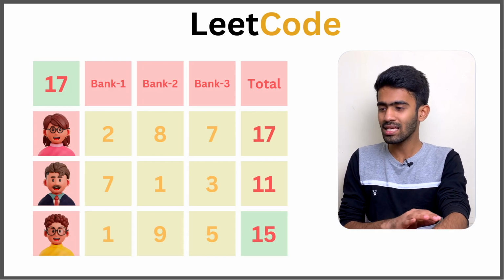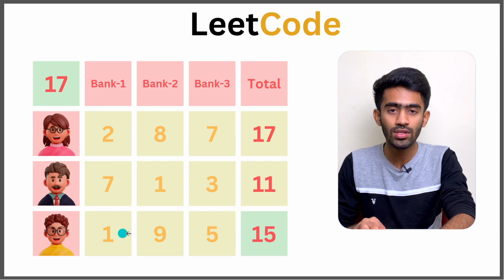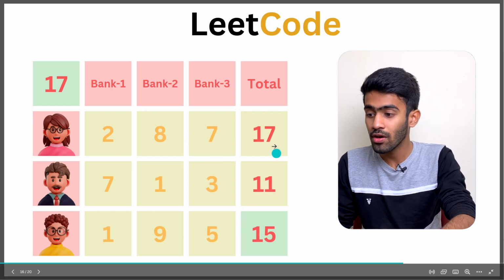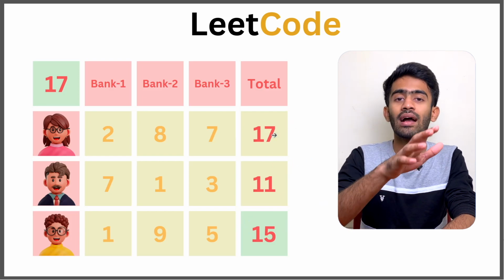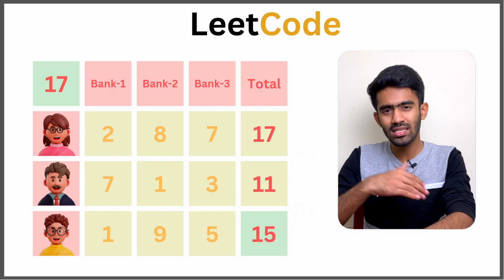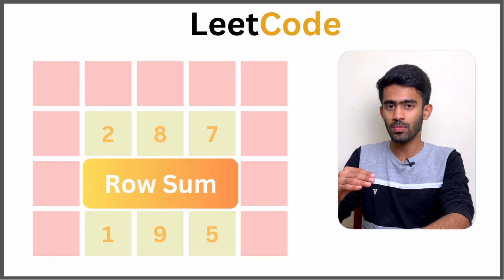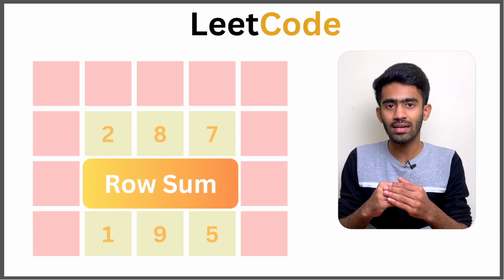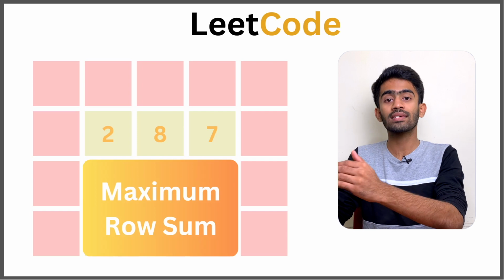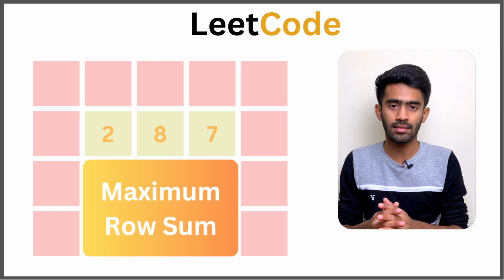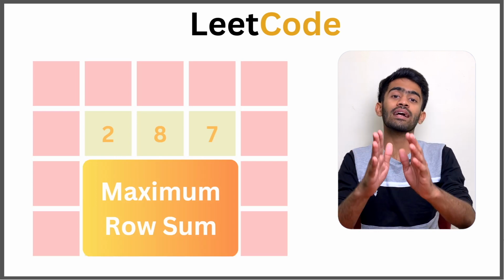Essentially, what we are doing here is calculating the row sum of each of these persons, and whichever one has the maximum row sum has the maximum wealth. So our question becomes, first find the maximum row sum. The row sum denotes the wealth, and whichever row sum is the maximum is our answer. So this question, when simplified, is just to find the maximum row sum.